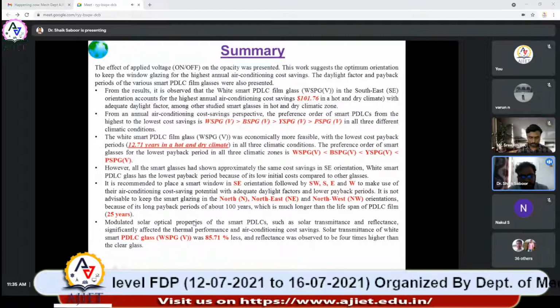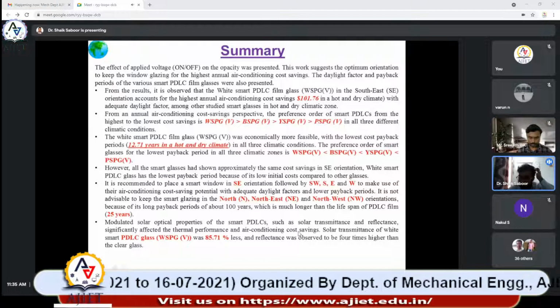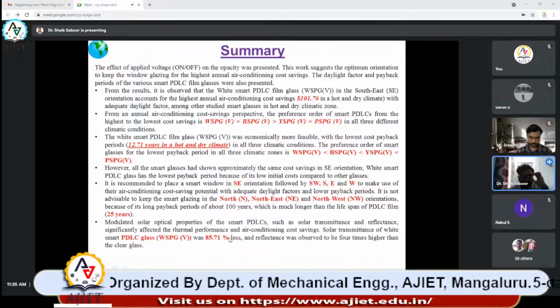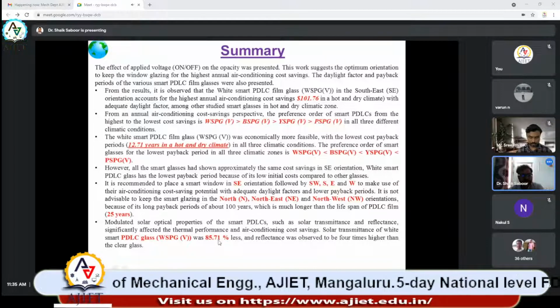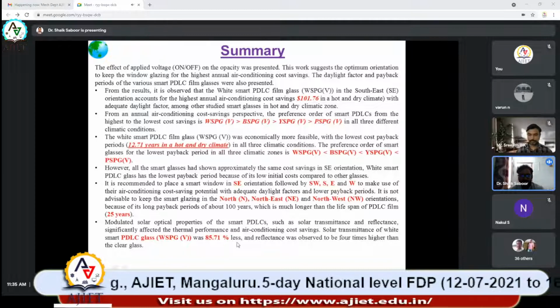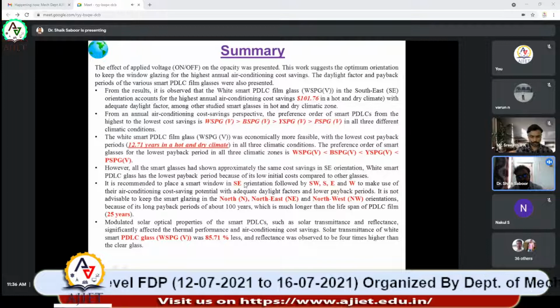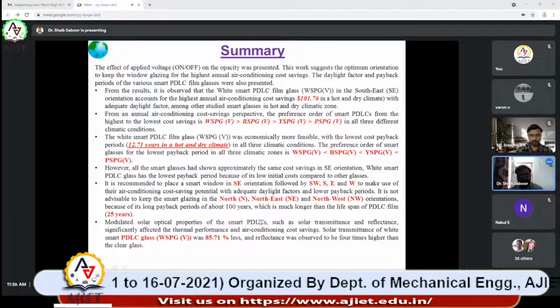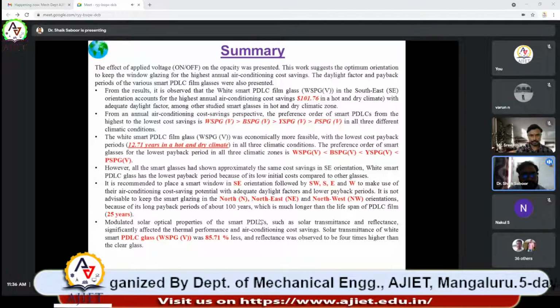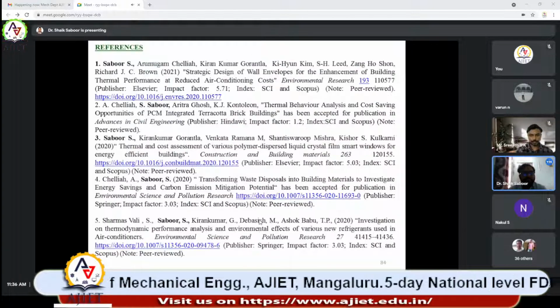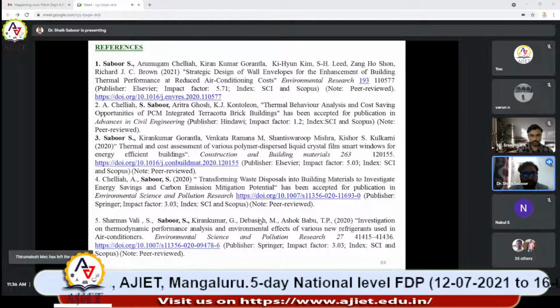We observed that the solar transmittance of white PDLC is 85.71% less when compared to the conventional glazing, with adequate daylight factor. These are very favorable results. These are the various systems that we have, and these are the references that we have.